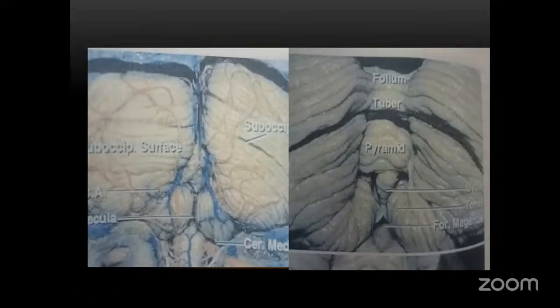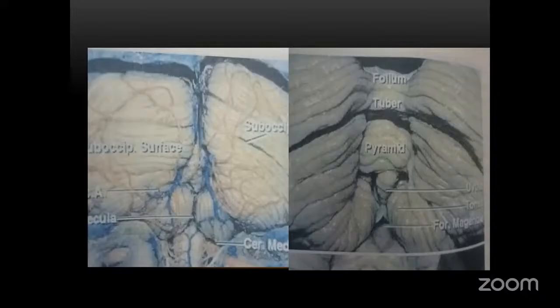Anyone else? Any other person? Yes, please. I'll try. In the anterior lobe, there is the lingula, central lobule, culmen, and then in the posterior there's the declive, folium, tuber, pyramid, and uvula.